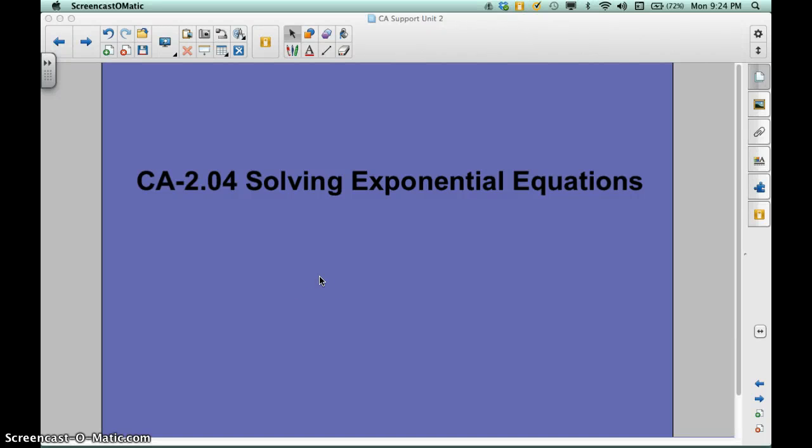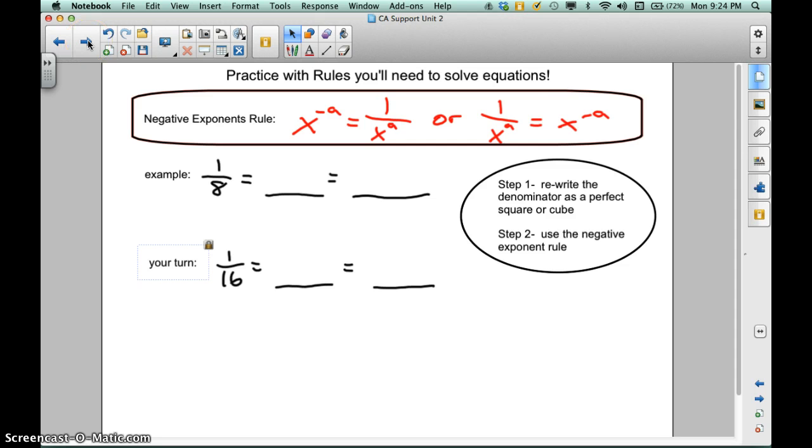This video is on solving exponential equations. First, we need to practice with the rules that you'll need to be able to solve the equations that I'm talking about. So the first rule is a review of the negative exponent rule.